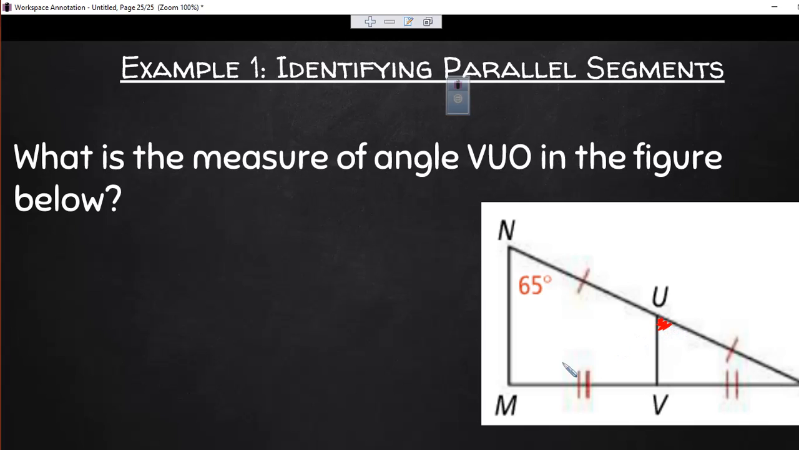So what is the measure of this angle? Well, if you look over here, we can determine that these are parallel. That's one thing we know about mid-segments and triangles: it's parallel to its third side. These two sides are parallel.